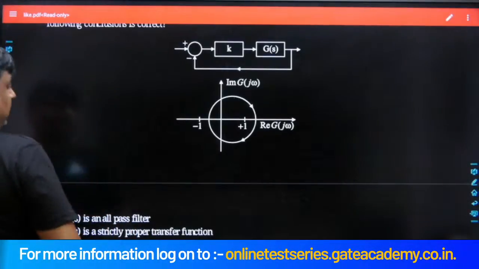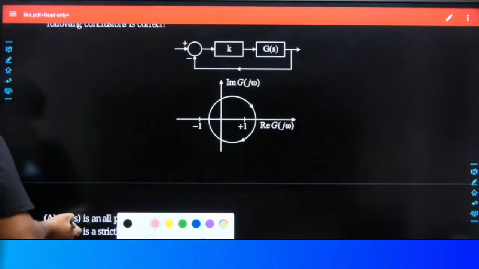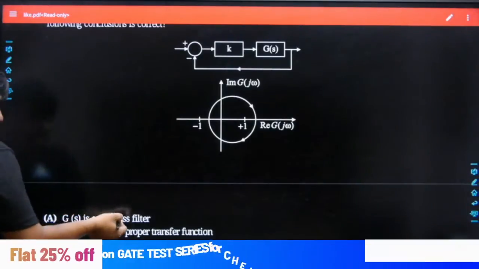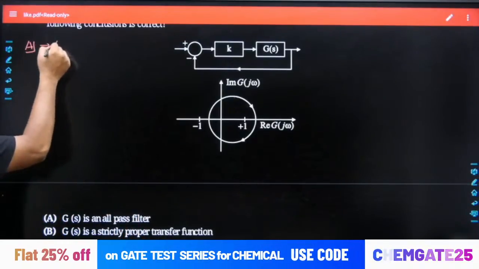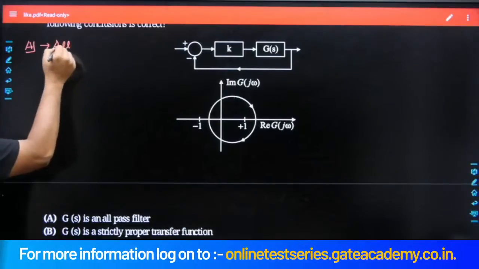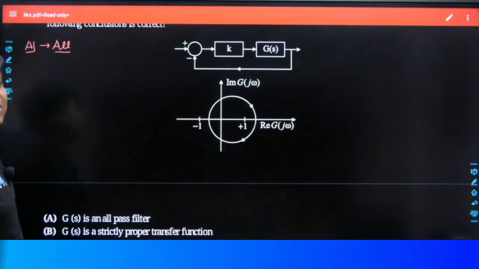Focus on option A first. What does option A state? In option A, they are referring to the all pass filter. What does all pass filter mean? The name itself is self-explanatory. It is a special category of filter which passes all frequencies with the same attenuation, or maybe with the same gain.